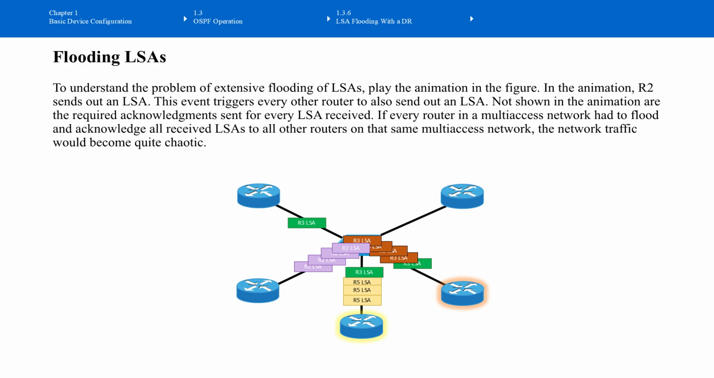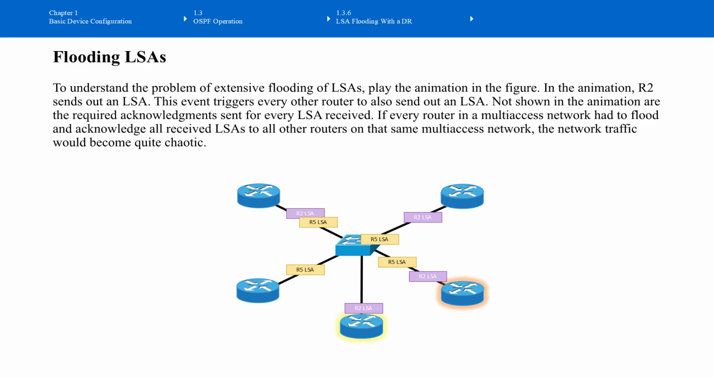Each router must receive the LSAs, process them, forward them, and acknowledge them. The amount of routing traffic grows quickly. Remember that every LSA must also be acknowledged with an LSACK. So in addition to the LSAs themselves, routers exchange acknowledgement packets. The actual routing traffic is therefore much greater than what is shown in the animation.